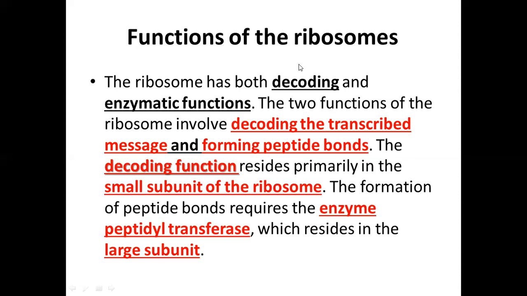The decoding function resides primarily in the small subunit of the ribosome. And then the formation of peptide bonds requires the enzyme peptidyl transferase, which resides in the large subunit. So of the two functions of ribosomes, we have the decoding function, which resides in the small subunit, and we have the enzyme peptidyl transferase, which resides in the large subunit and is involved in the formation of peptide bonds.